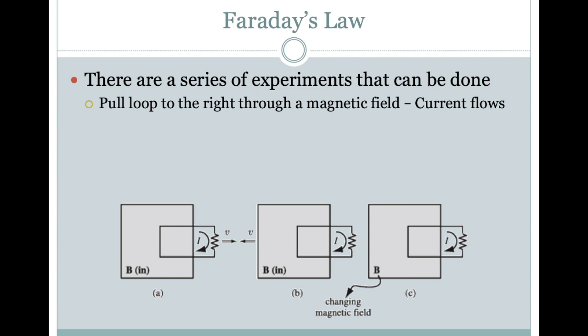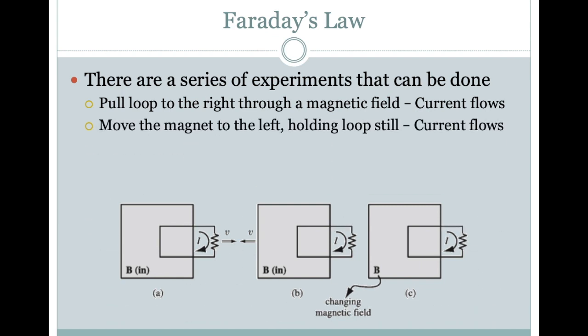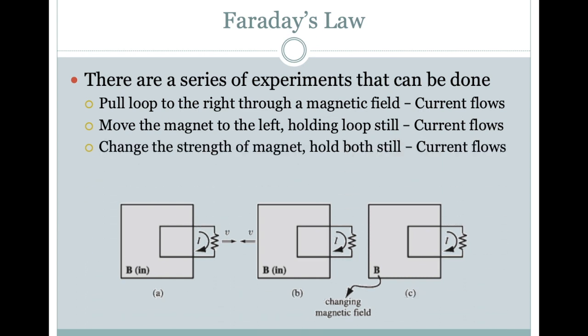First, let's take the loop and move it to the right, keeping the magnet stationary. There will be an induced current in the loop. Let's move the magnet to the left, holding the loop still, current still flows. And finally, let's keep both of them still, but strengthen our magnet, make it stronger. Current still flows. Therefore, and doing various other experiments to show how it doesn't change, we know that a strengthening magnetic field and a greater area creates a stronger current.